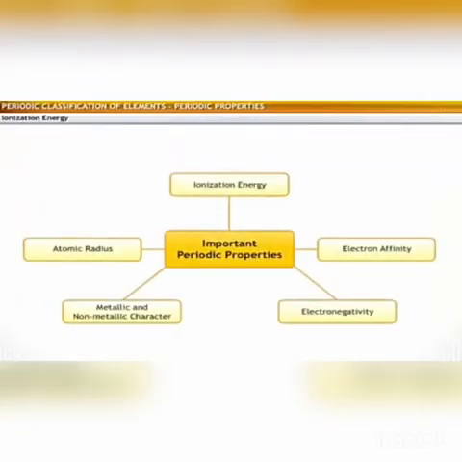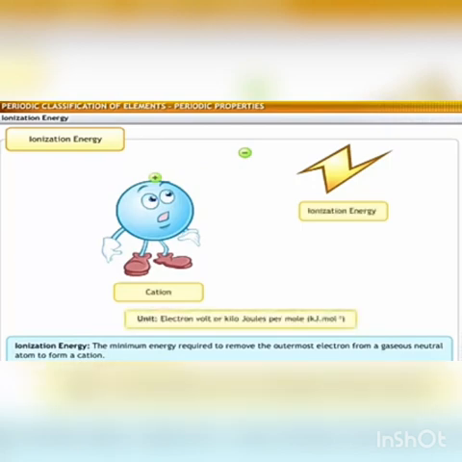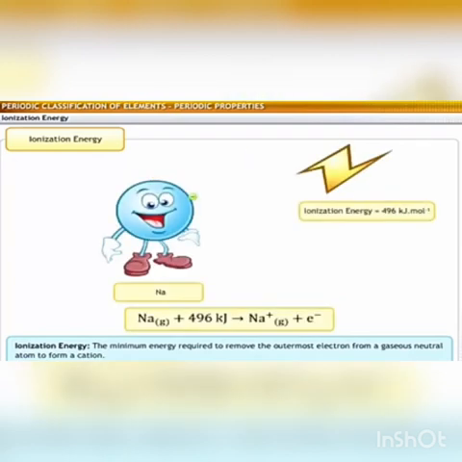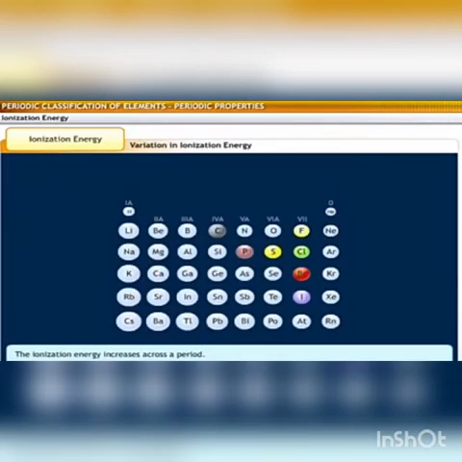The second periodic property is ionization energy. Ionization energy is the minimum energy required for removing the outermost electron from a gaseous neutral atom to form a cation. The unit for ionization energy is electron volts or kilojoules per mole. An example of ionization energy can be observed in reactions involving sodium, where 496 kilojoules of ionization energy is needed for the formation of a cation. Let's now review the variation in ionization energy.